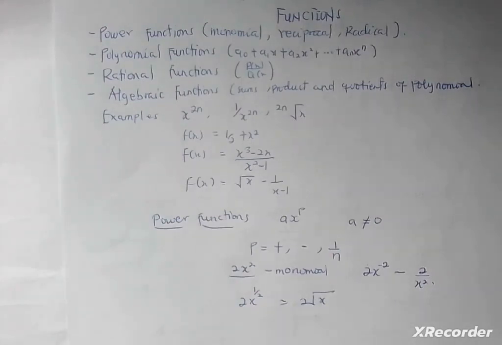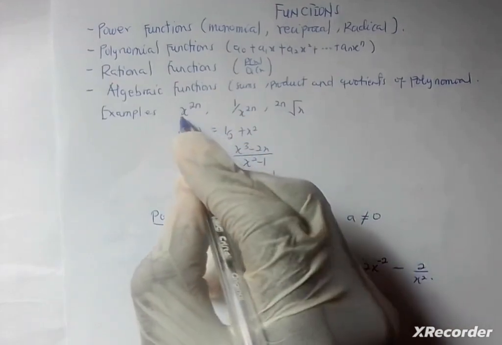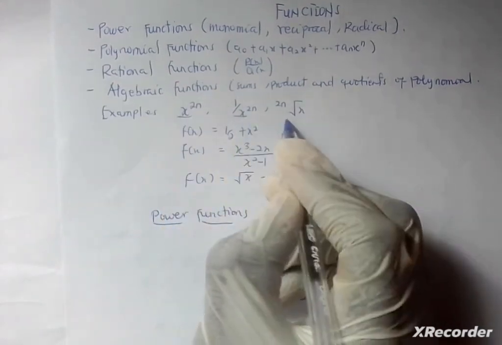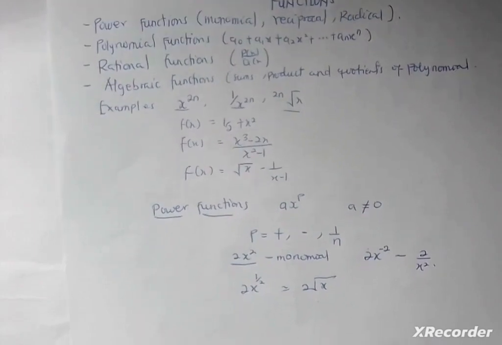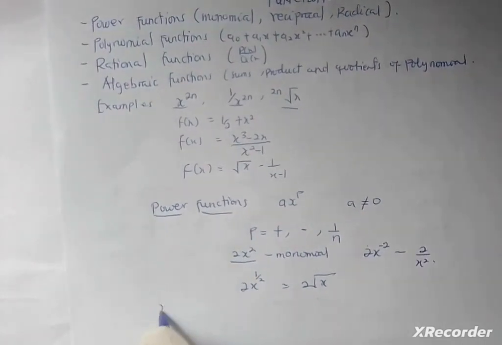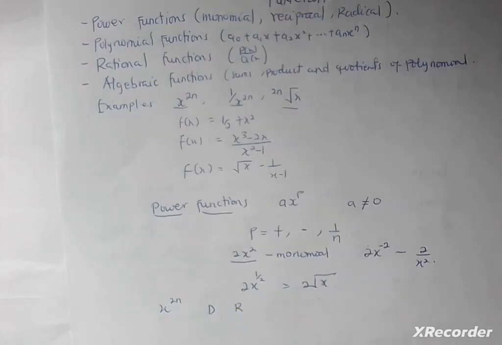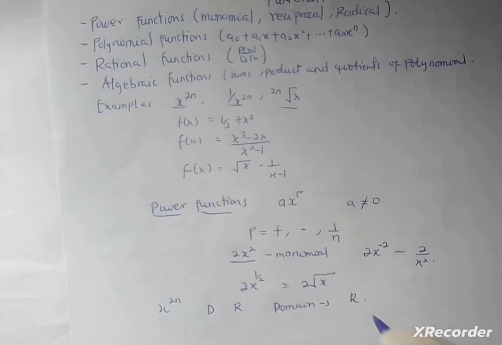I have examples here for us to consider. I have 3 examples: 1, 2, and 3. So let's consider those examples. Taking the first one, x to the power 2n. If I have x to the power 2n, what is the domain and what is the range? Let's ask ourselves. We can realize that this function can accept any number and it will still be defined. So therefore our domain is simply equal to all real numbers.